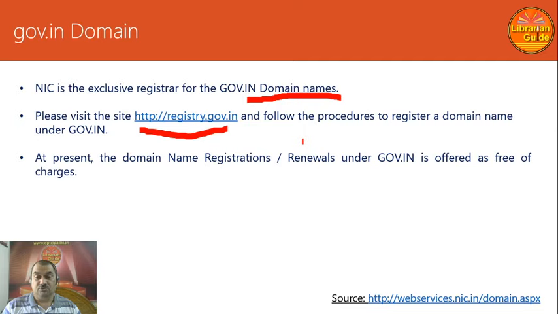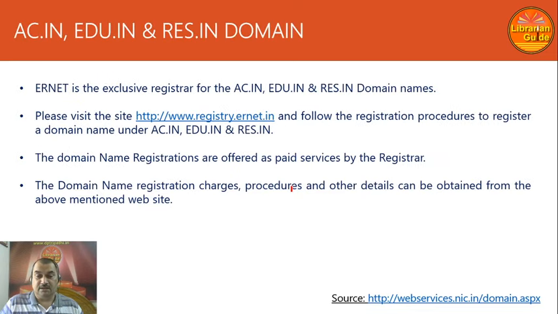Generally this is done by the institution, and especially this is free of charge for the institution, because this deals with the government website. For ac.in, edu.in, res.in, the responsibility for these domains is taken care of by ERNET. You can go to registry.ernet.in, and follow the registration procedure to register a domain under this. And this is a paid service. You will get all the details if you go to this particular website. And NIC.in is actually owned by the National Informatics Centre, and is the authorized registrar for the gov.in domain.